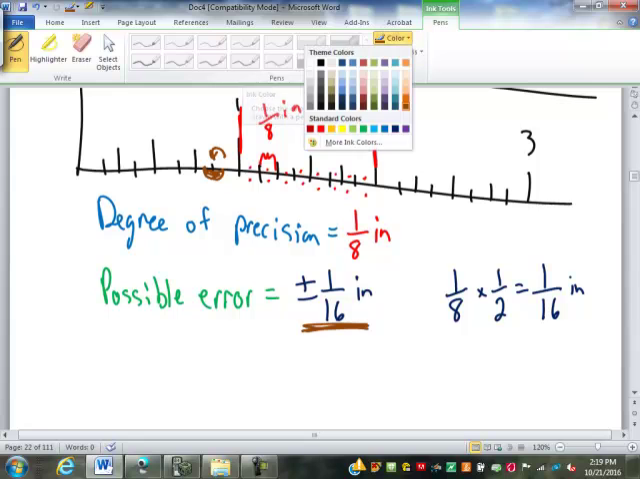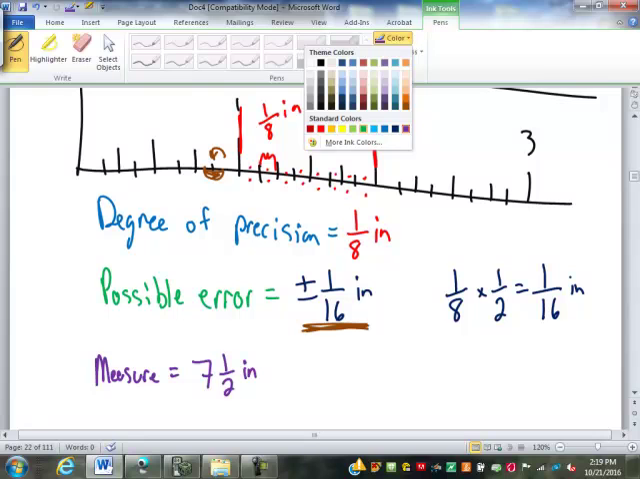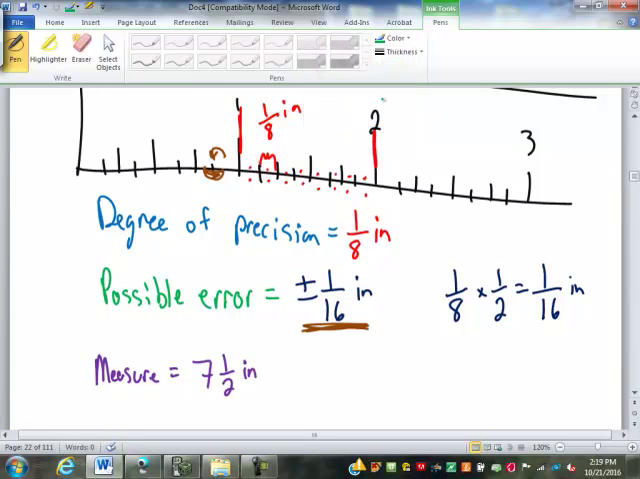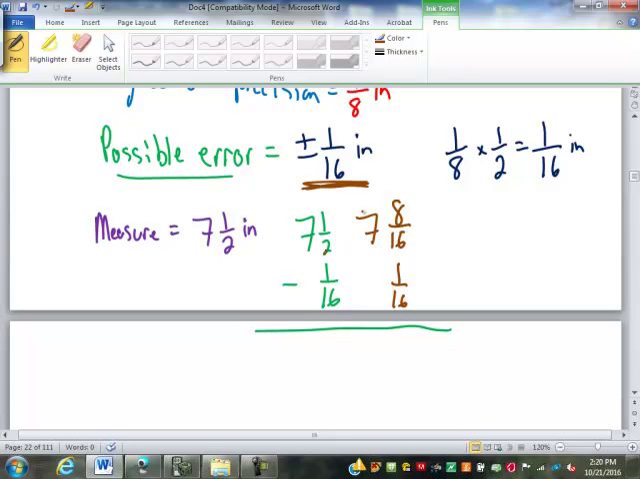So let's say we measure something and we report it as 7 1/2 inches. There's an implied range there. That implied range, again, is we take our 7 1/2 and we subtract our possible error of a 1/16 of an inch. So to do that, we got to find a common denominator, which is going to be the 1/16. 1/2 is 8/16. 2 times 8 is 16. 1 times 8 makes 8.